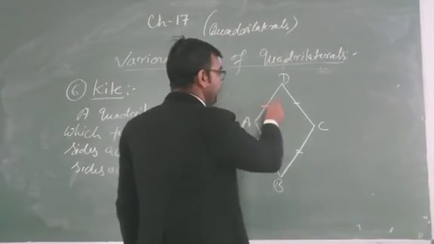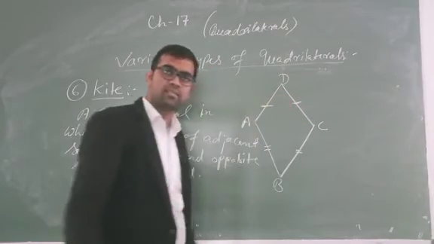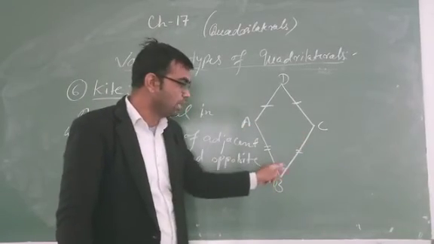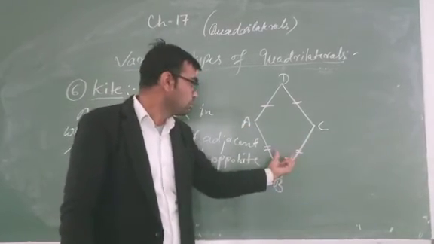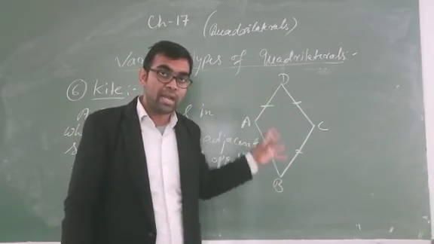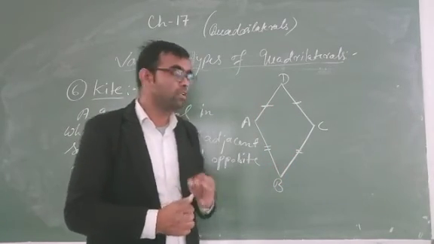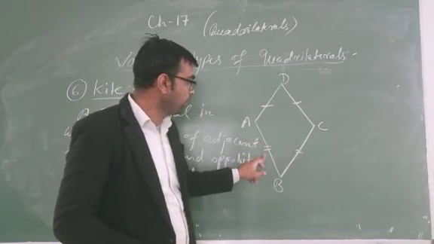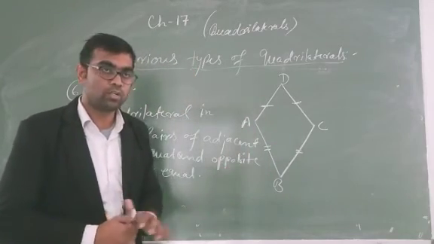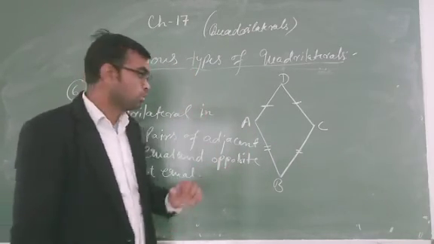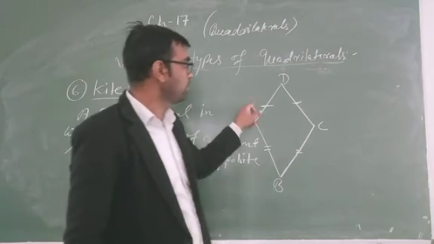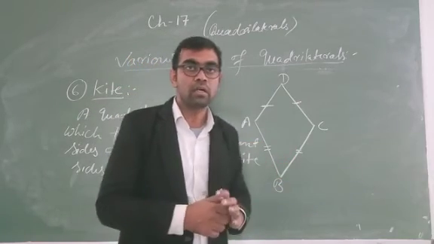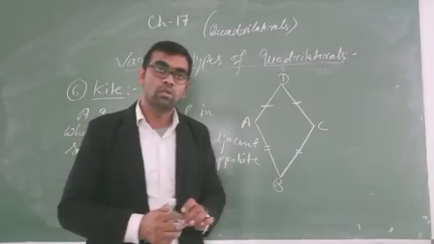Here AD and CD both are adjacent sides, and both are equal, and here AB and BC both are adjacent sides, and this is also equal. So one pair and second pair, both are adjacent sides and are equal. But opposite sides are not equal. Here the opposite of AD is BC and the opposite of AB is CD. So that is not equal. So this is a kite. In this figure, AD is equal to CD and AB is equal to BC. Therefore it is a kite. Understand? I hope it is clear.